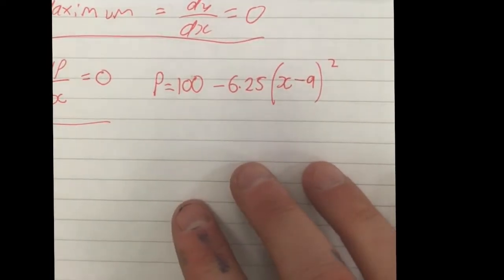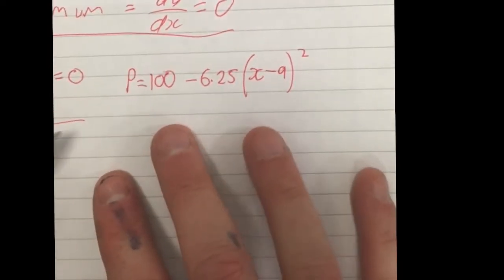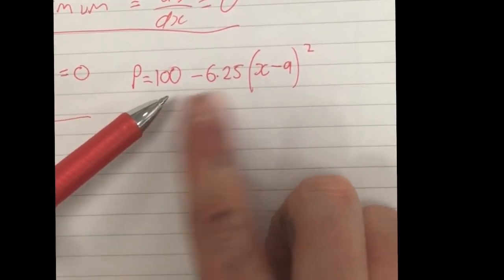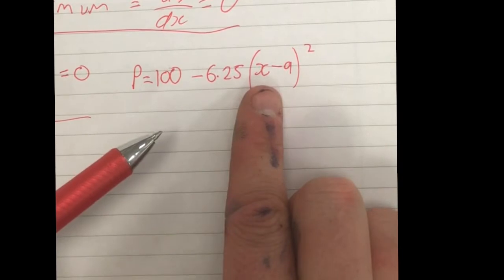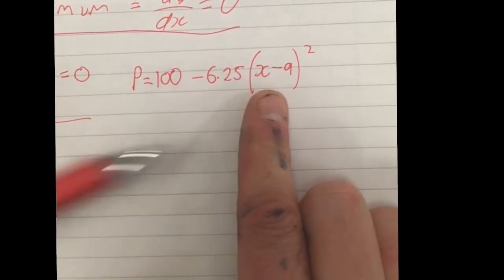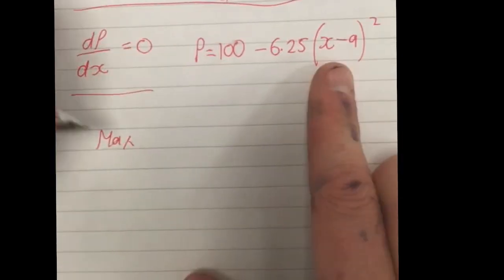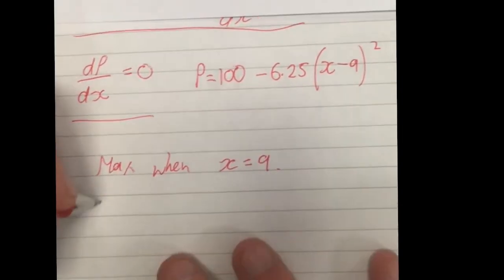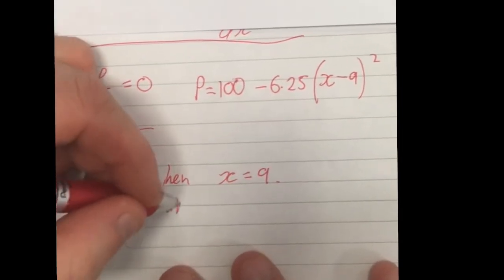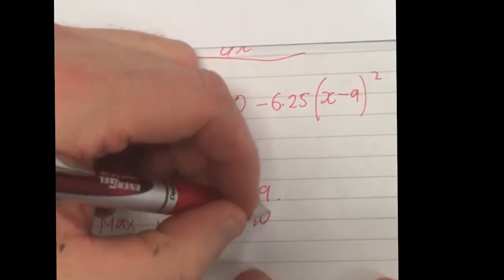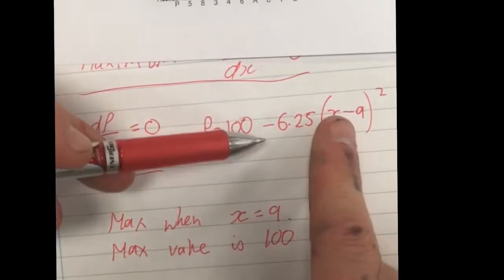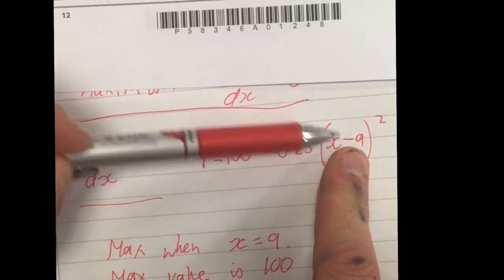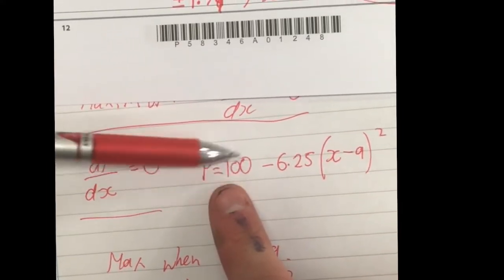Actually, we don't even need to do that because we've got a quadratic. We can find the maximum point by completing the square. And look, it's already been completed. So the maximum profit occurs when x equals 9. So max when x equals 9, and the max value is going to be 100. So from completing the square, that's the coordinate of the maximum point, and that is the y coordinate of the maximum point.